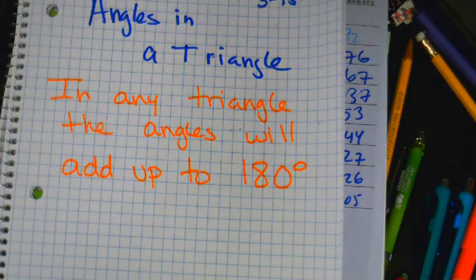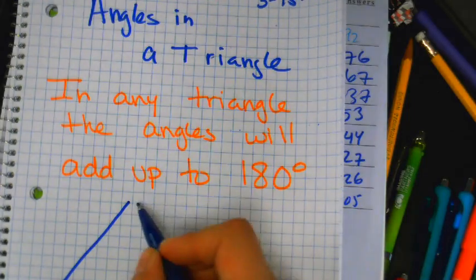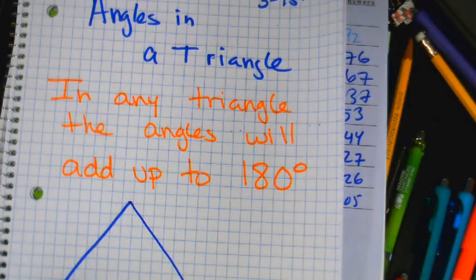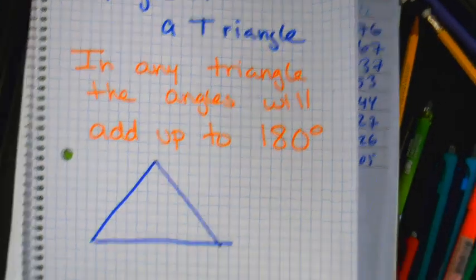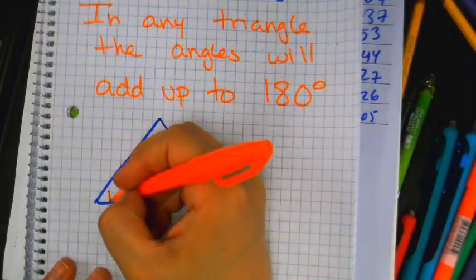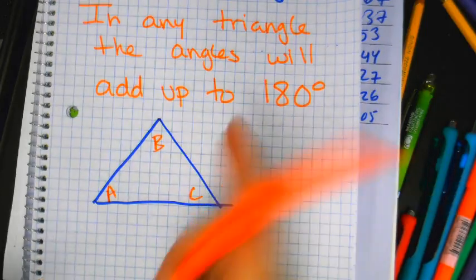I'm going to draw my triangle that I kind of used before. Here's a triangle. All right. I did not unlock it. Sorry, guys. All right. A, B, and C.